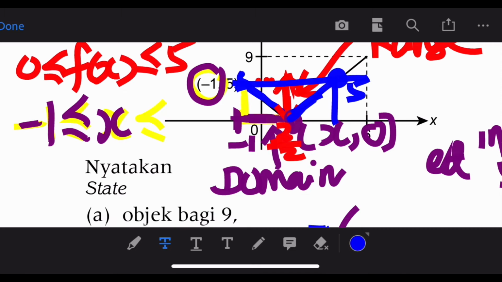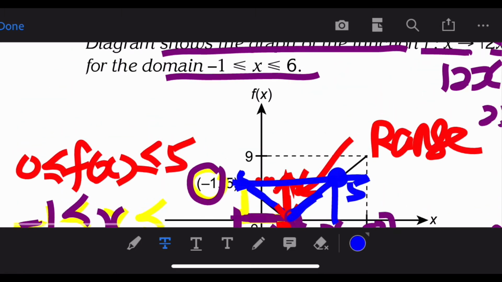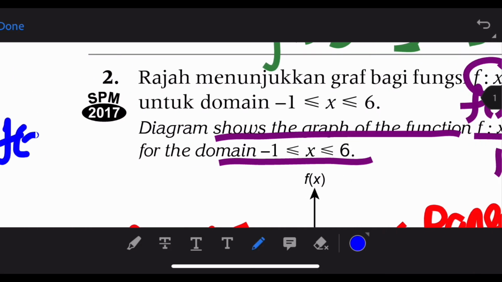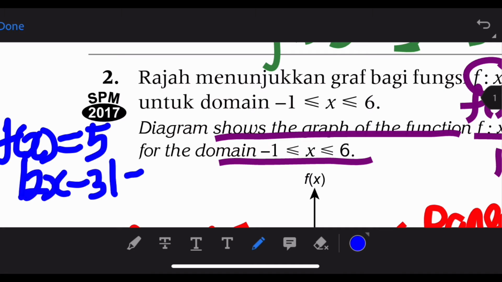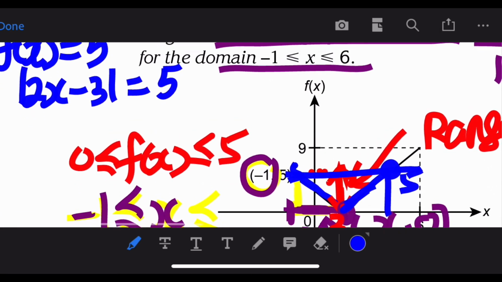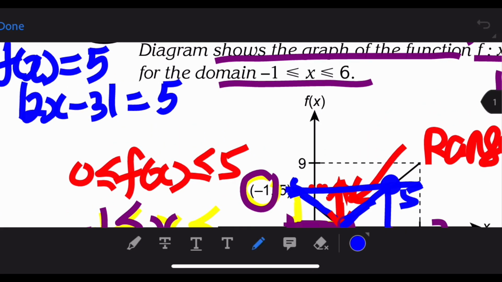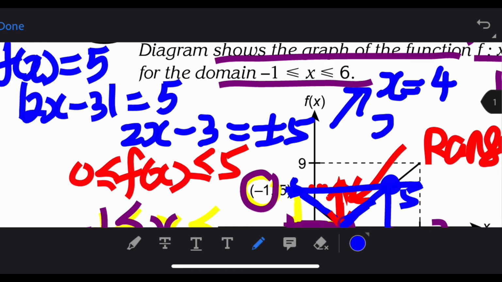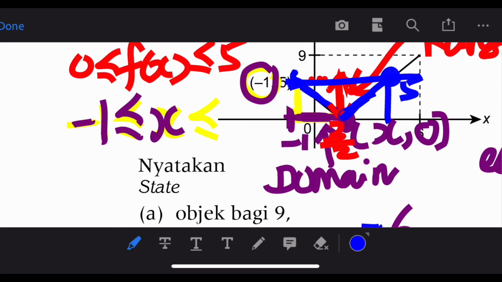Alright, so let's see. We want to find the x, so we have to substitute f(x) equal to 5: modulus 2x minus 3 equal to 5. So let's solve it. We will have 2x minus 3 equal to plus minus 5. That means x can be (5 plus 3) which is 8, divided by 2, which is 4. And the other one is (-5 plus 3) divided by 2, which is -1. So it's from -1 to 4.